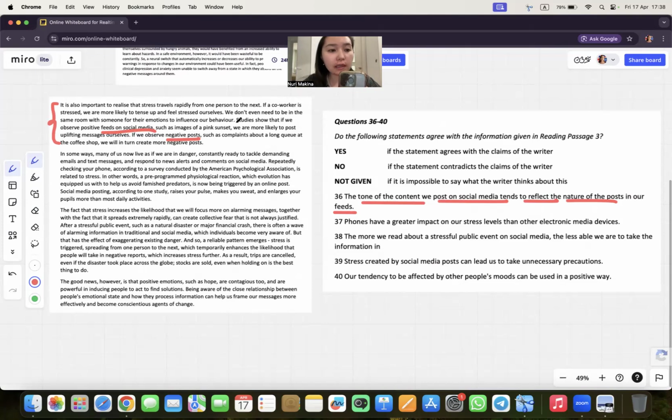Studies show that if we observe positive feeds on social media, such as images of a pink sunset, we are more likely to post uplifting messages ourselves. If we observe negative posts, such as complaints about a long queue at a coffee shop, we will in turn create more negative posts. So as you can see here, the answer is yes, because the statement agrees with the claims of the writer. This is how you do it. This is very easy.